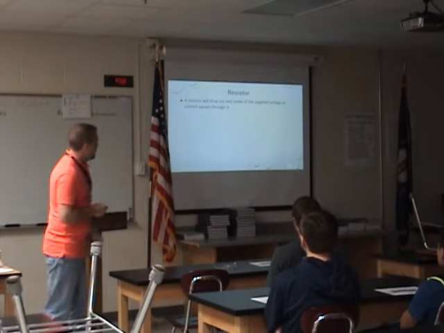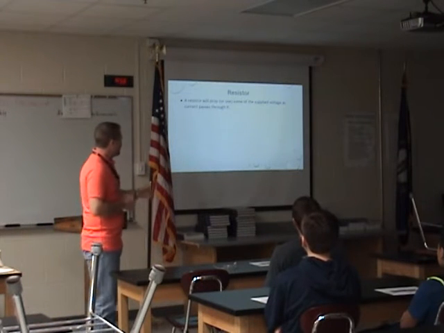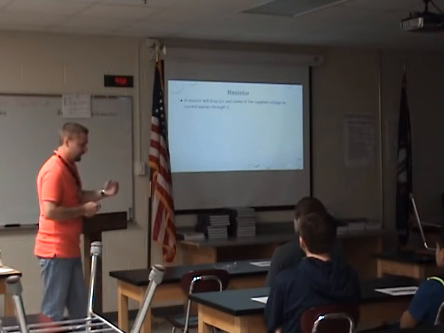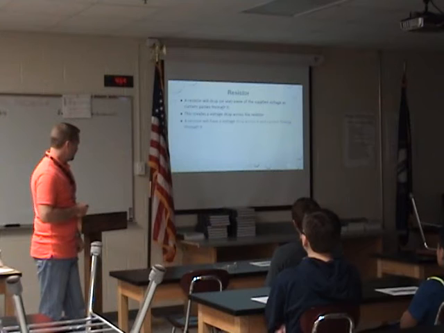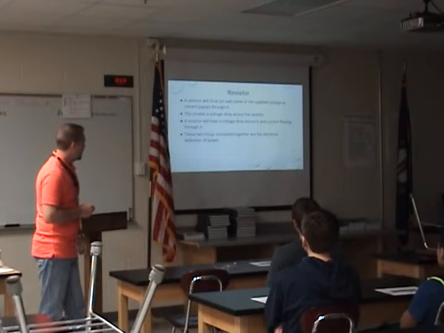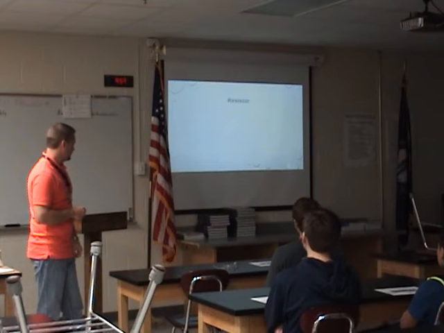A resistor will drop or use some of the supply voltage as current passes through it, meaning it can decrease or increase as well. This creates a voltage drop across the resistor. Resistors will have a voltage drop across them and current flowing through them. The two things multiplied together are the electrical definition of power.